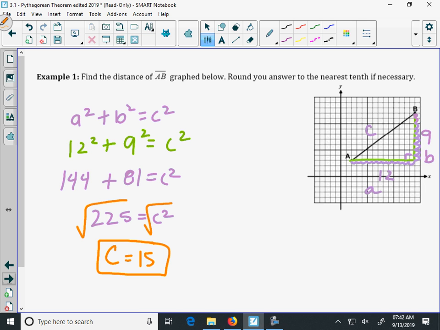We can count when it's a perfectly flat line. Any slant to it can't count. You have to use Pythagorean here. Okay. Questions over that?